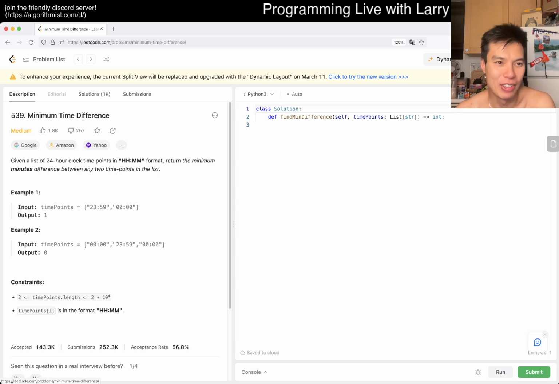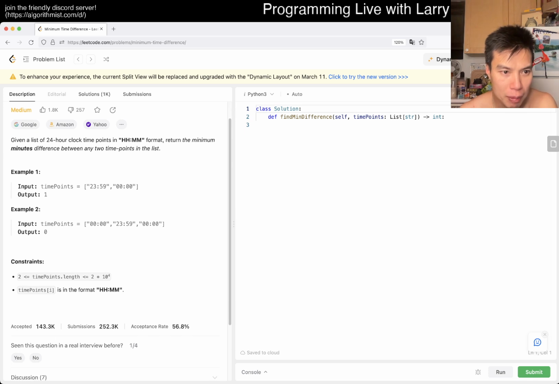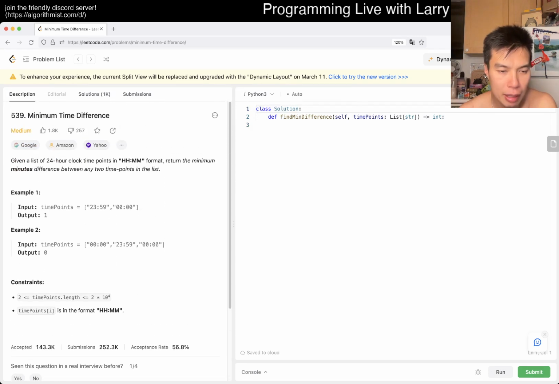Today's problem is 539, Minimum Time Difference. All right, so given a list of time points, we return the minimum difference between any two time points. Number of minutes, right? Okay, I mean that's not so bad.